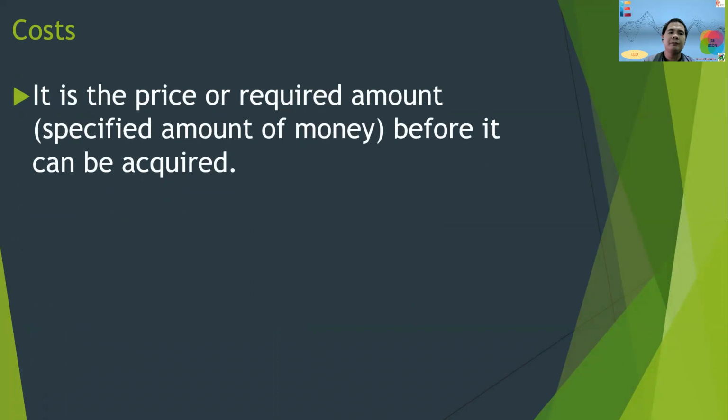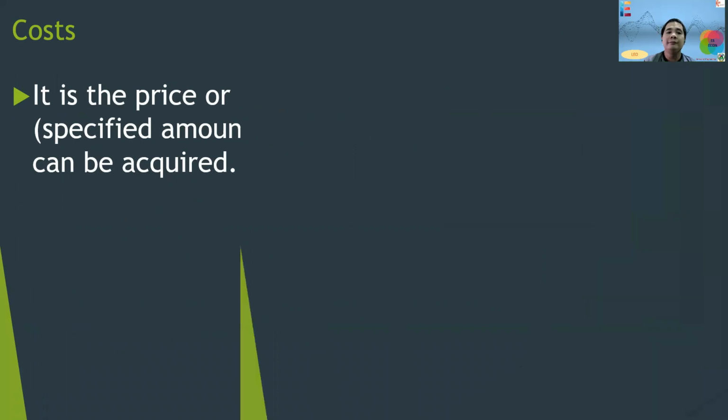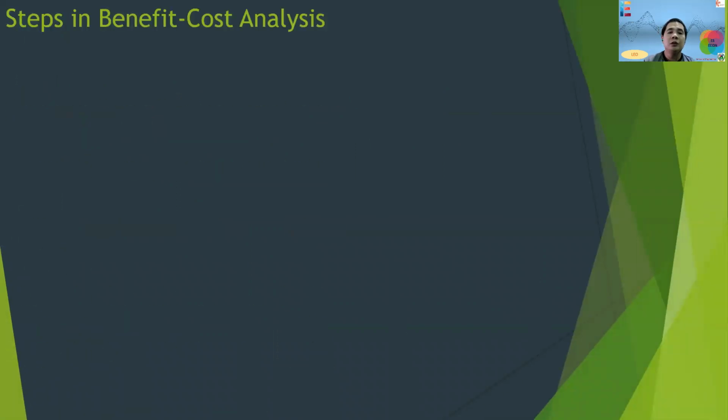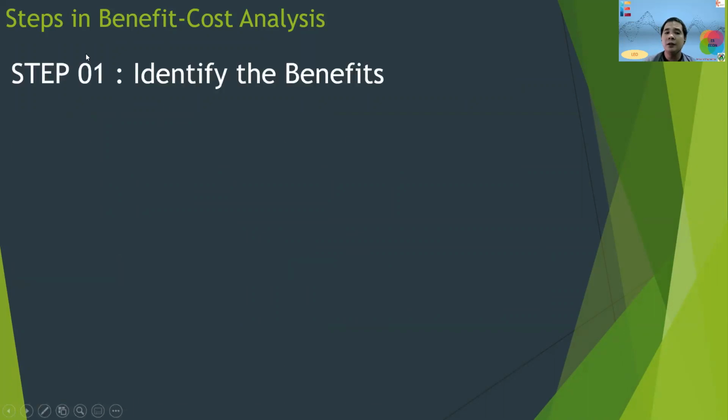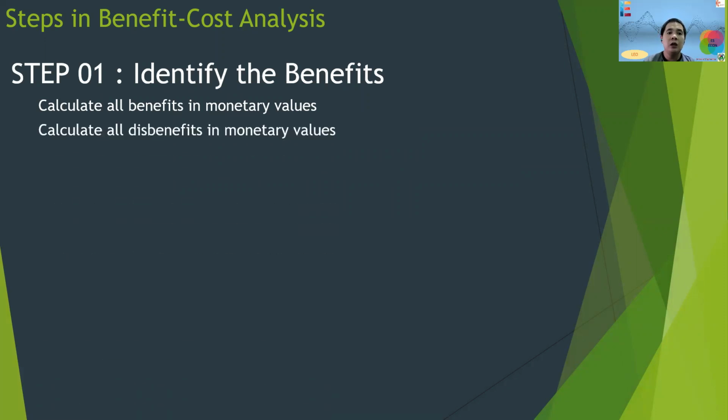Next is cost. Cost is the price or required amount before something can be acquired. So what are the steps in cost benefit analysis? Number one is first off, we need to identify the benefits. So with that, we need to calculate all benefits in monetary value. When it comes to benefits, we don't specify things like 30 minutes of time and so on. It should be quantified into monetary values.